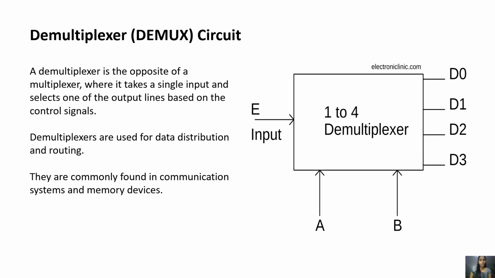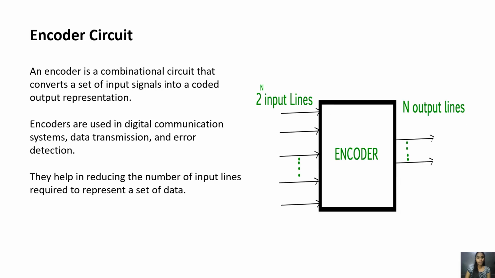Demultiplexer, which is also known as DMUX. A demultiplexer is the opposite of a multiplexer, where it takes a single input and selects one of the output lines based on the control signals. Demultiplexers are used for data distribution and routing. They are commonly found in communication systems and memory devices.